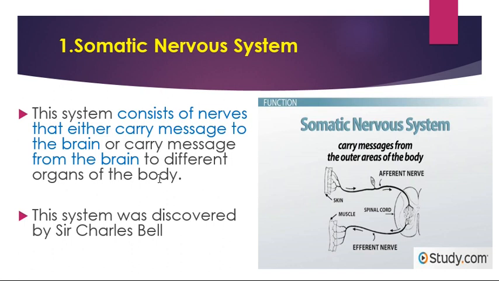So, the somatic nervous system constitutes the nerves that carry messages to the brain and from the brain. And what are these nerves? These are the afferent and efferent nerves, the motor and the sensory nerves, which take messages to the brain and from the brain. The somatic nervous system is a system of sensory and motor nerves.